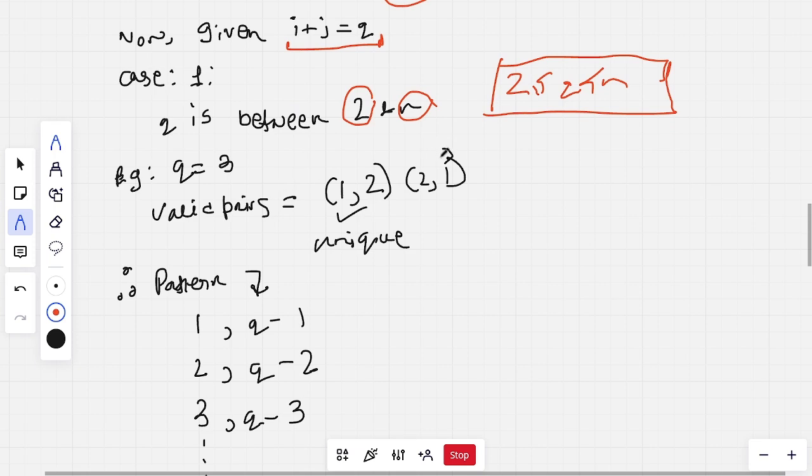We are taking an example in order to study the first condition. Suppose we take q equals 3. So what can be the valid pairs?